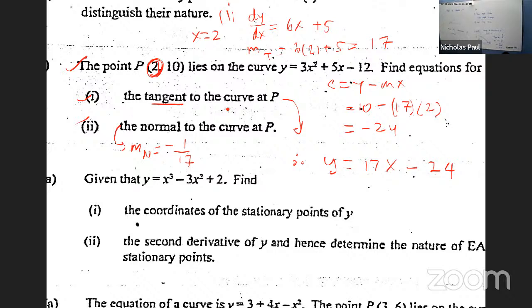Right, find the next part. And let's go again. Right, it's important to check what point they give you, right? The point is that. Okay, you do the same thing again, right? You need c. To find the equation of a line, you need the gradient and you need c.